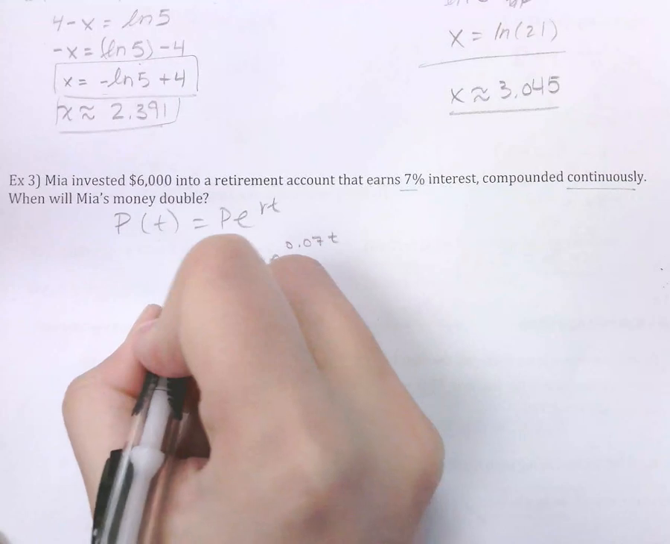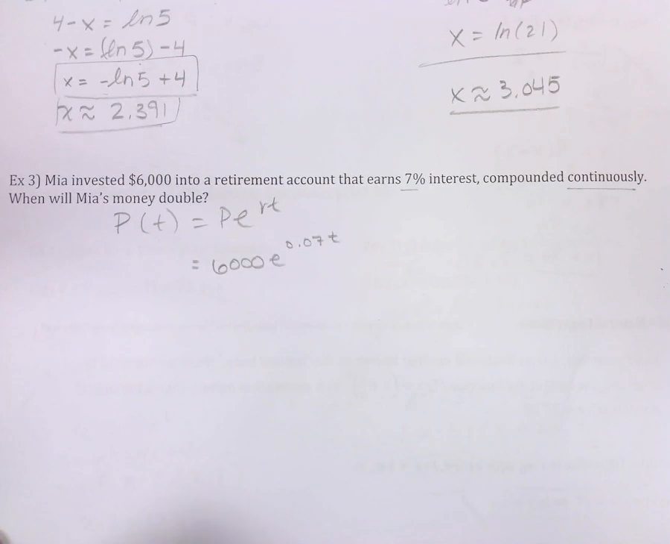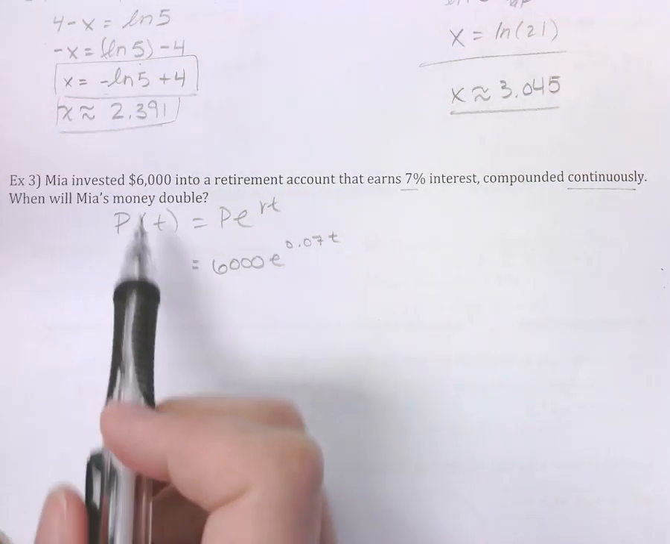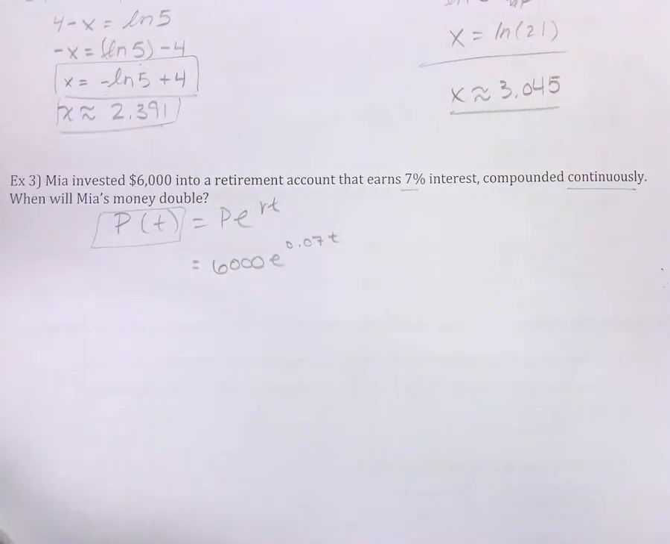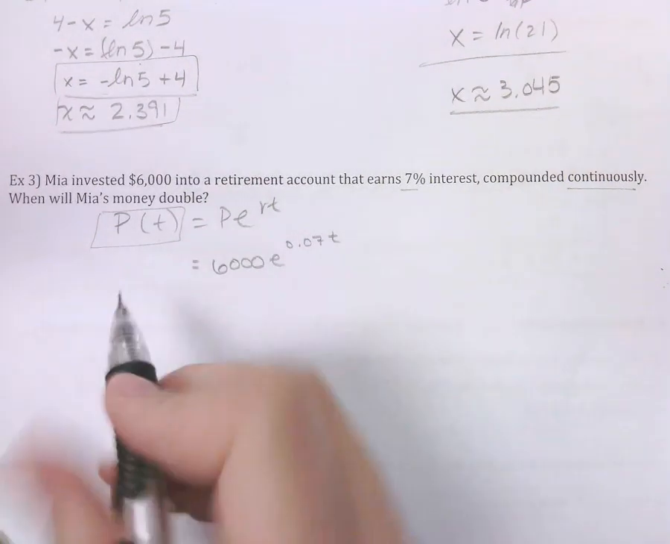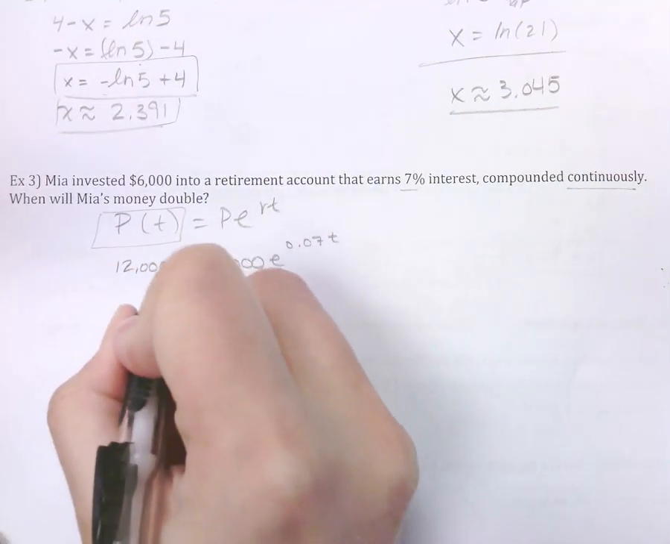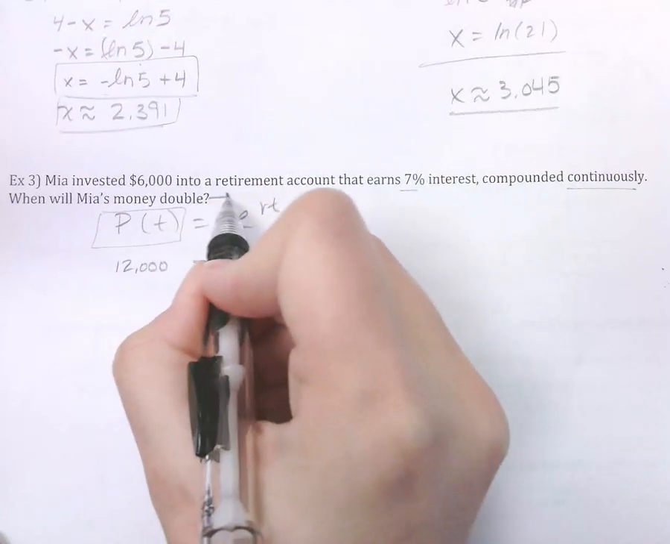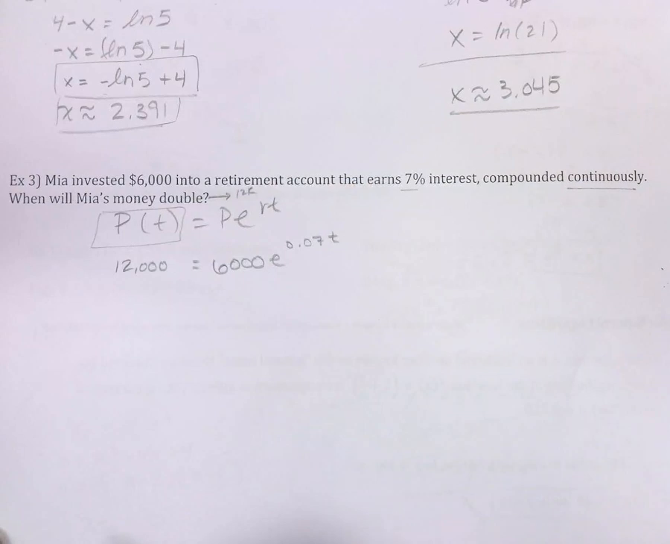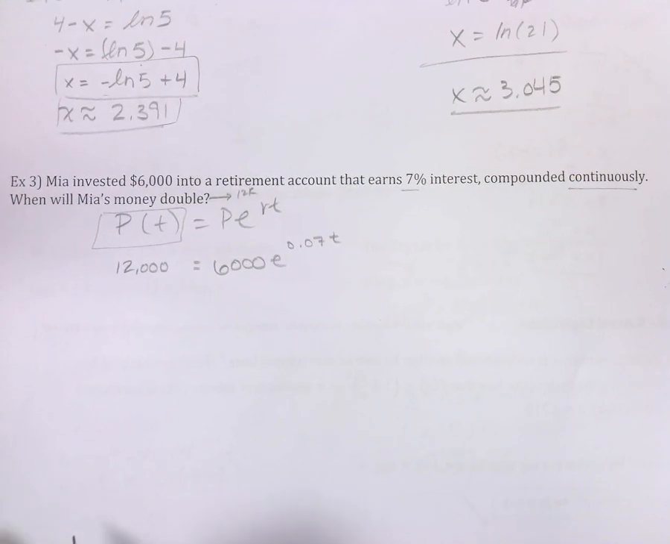Wait, I have a question. Why don't you put the 6,000 in front of the t? Because this is a different variable. So 12,000. This is 12,000 because this is when will her money double. Do we just plug it into my calculator? No. We have to solve an equation.